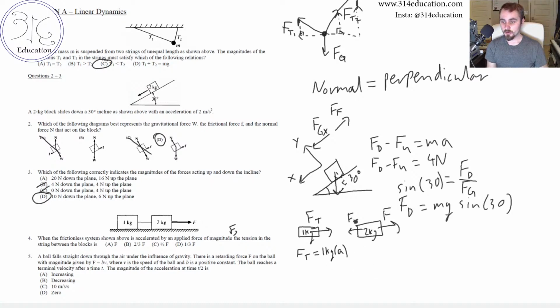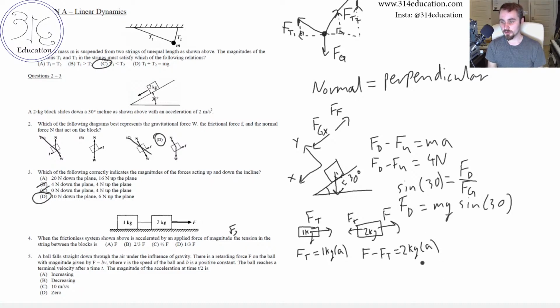And then for our second object, now we have a net force going on because we have our force F minus the force of tension that's pulling it backwards. And that's going to equal the mass of this object times its acceleration, which is the same acceleration.